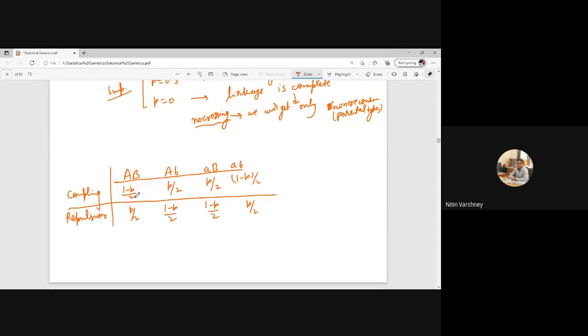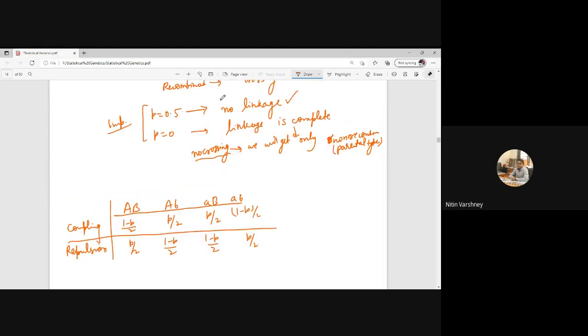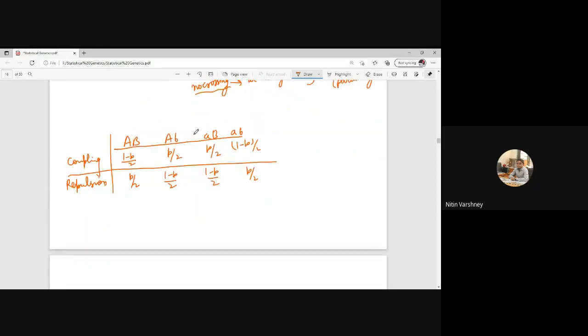These are the general probabilities, 1 minus p by 2, and P is the probability of crossing over. So P is 0 means there is no crossing over, and the linkage is 100%, complete linkage. P is equal to 0.5 means there is no linkage. We will get all four types of combinations, parental as well as recombinant. Okay. Any doubt?